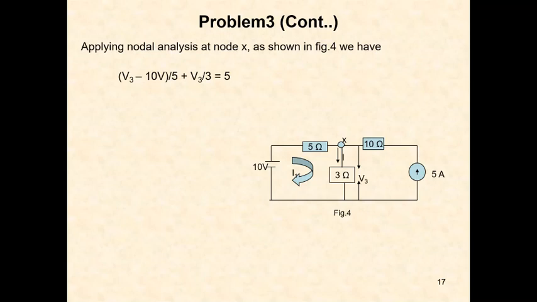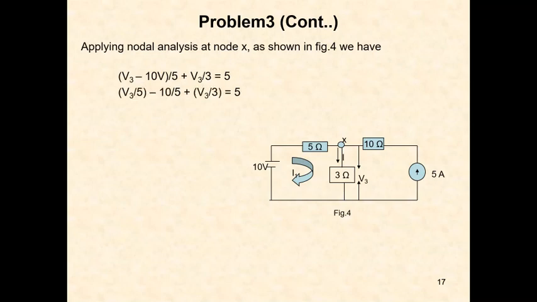So the equation is, again I am repeating this, the voltage at X, Vx minus 10 by 5, that Vx is nothing but V3 here. So V3 minus 10 by 5 plus V3 by 3 plus the current through the 10 ohm resistor. Current through the 10 ohm resistor is 5 amps, but it is in the opposite direction. So that is the reason I am keeping that. Or you can write V3 minus 10 by 5 plus V3 by 3 minus 5 is equal to 0.